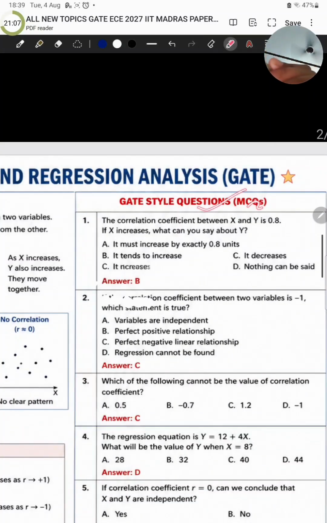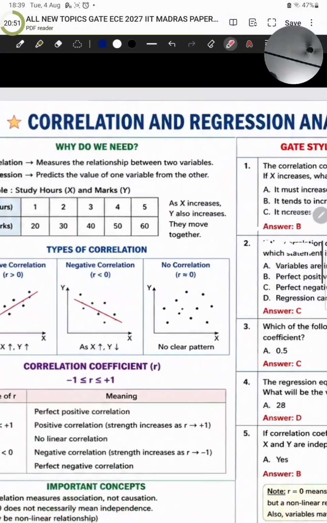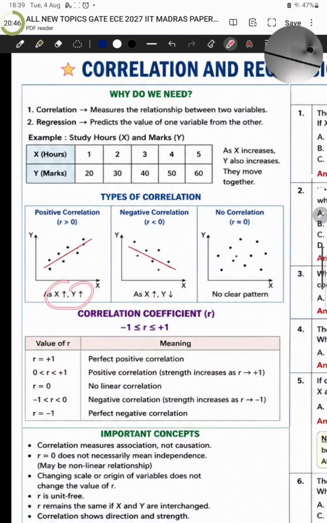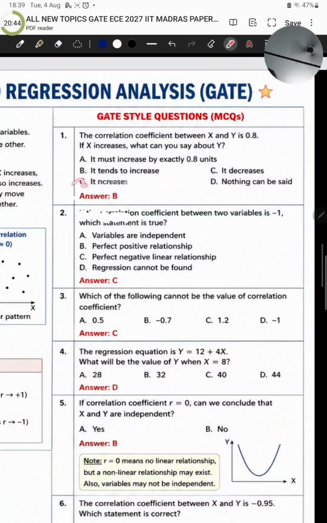Now, exam-style questions, MCQ. The correlation coefficient between x and y is 0.8. If x increases, what can we say about y? The correlation coefficient here is 0.8, which means positive correlation. So if x increases, then y also should increase. That means y tends to increase. So C is not there, and B is the right answer.